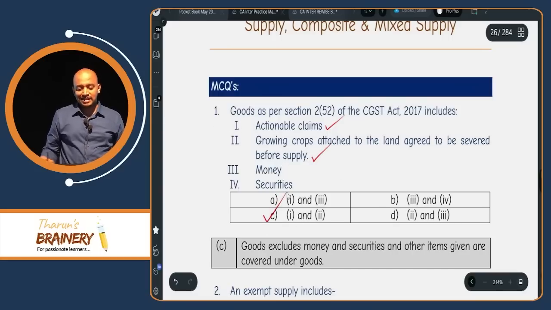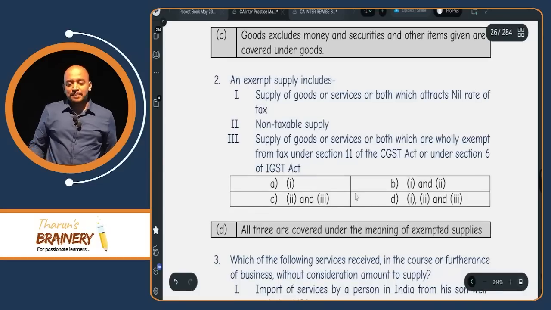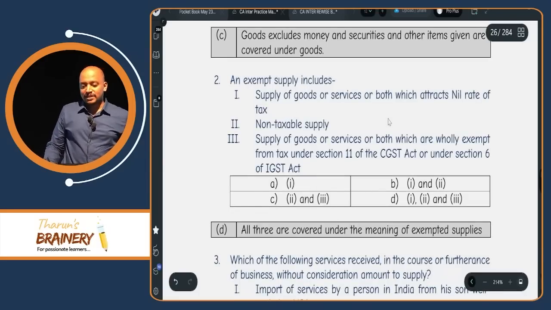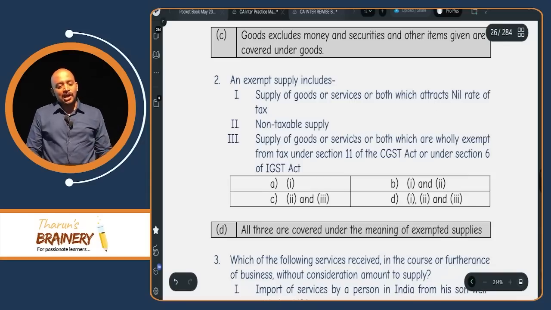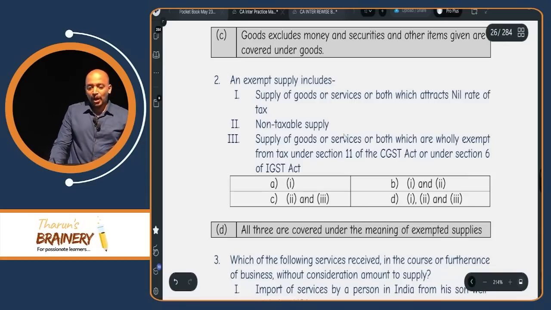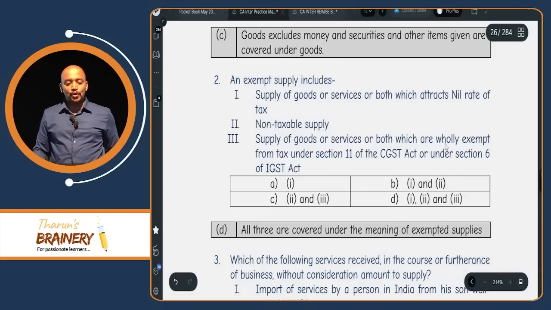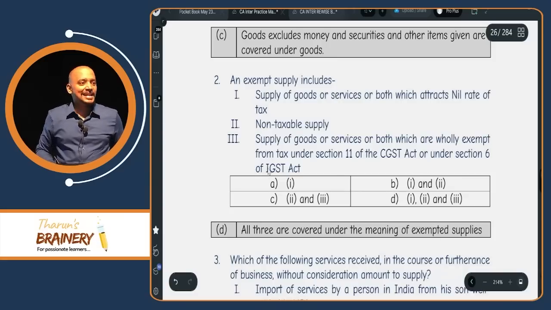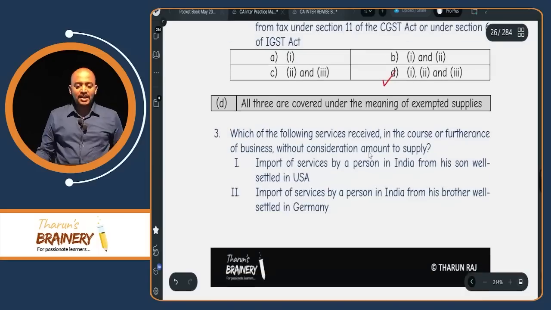So option C. An exempt supply includes supply of goods or service or both which attracts nil rate of tax, non-taxable supply, and supply of goods or service or both which are wholly exempt. All these 3 are covered under exempted supply, na? Notified as exempted, nil rated and non-taxable. So all these 3 will be treated as exempted supply.